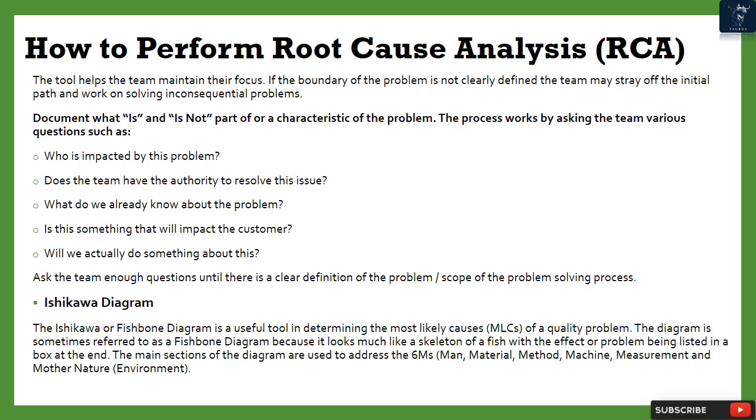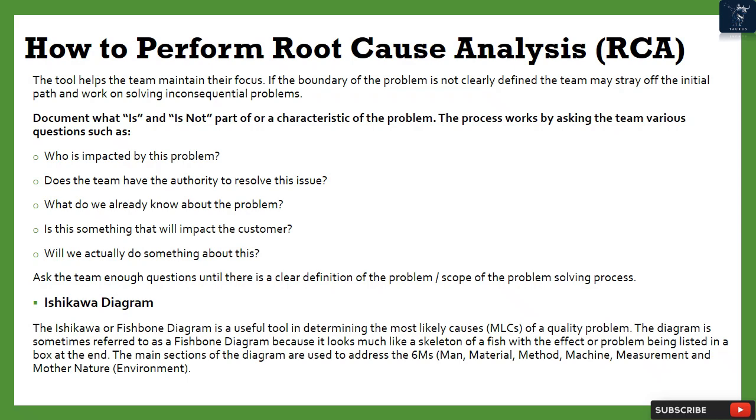The process works by asking the team various questions such as: who is impacted by this problem? Does the team have the authority to resolve this issue? What do we already know about the problem? Is this something that will impact the customer? Will we actually do something about this? Ask the team enough questions until there is a clear definition of the problem and the scope of the problem-solving process.